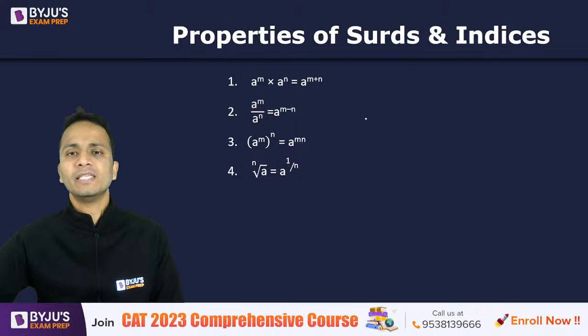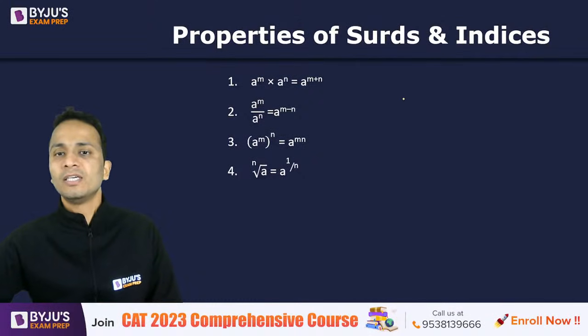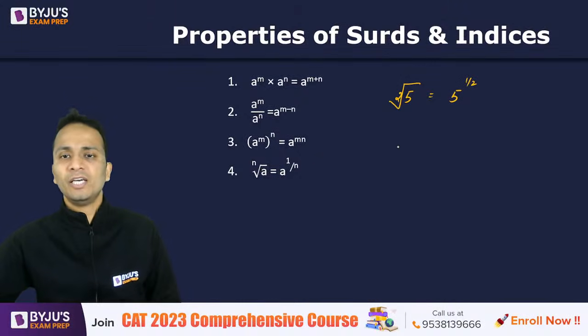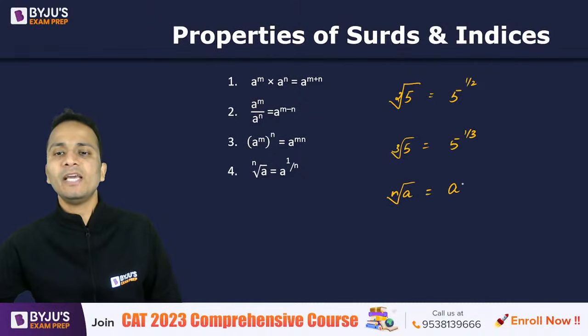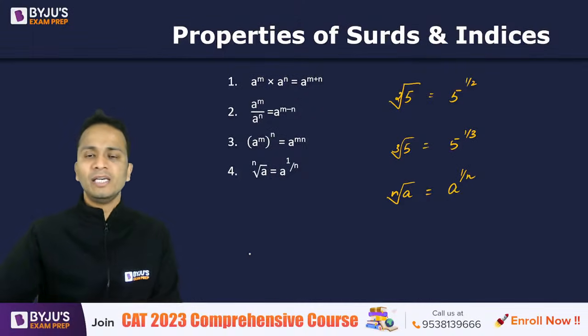Now the fourth property is nth root of any number. Let's say square root of any number. So if I write square root of 5, I can write it as 5 raised to the power 1 upon 2. Okay, so it becomes a fractional power. Cube root of 5 will be written as 5 raised to the power 1 by 3. So nth root of any number a can be written as a raised to the power 1 upon n. All right, nth root of any number is a raised to the power 1 upon n.